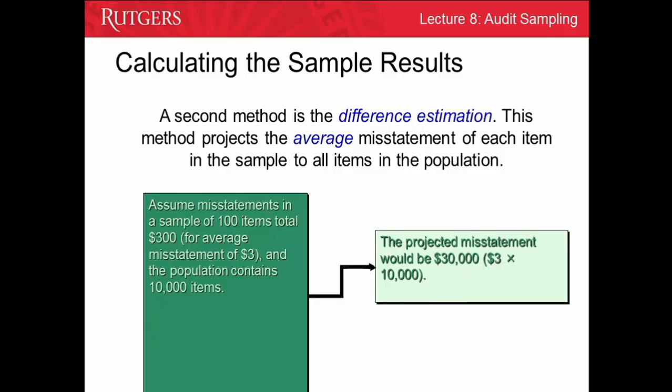Then the second method, referred to as difference estimation, projects the average misstatement of each item in the sample to all items in the population and is used when the misstatement is expected to be relatively constant for all items in the population, regardless of their dollar size.